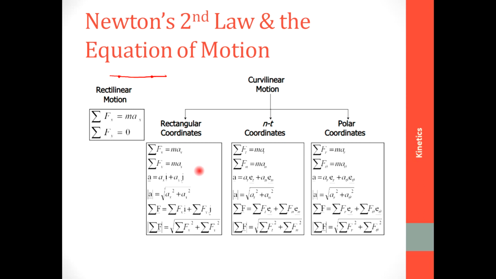But for curvilinear motion, there are rectangular coordinates (x, y), normal and tangent coordinates (n, t), and polar coordinates (r, theta). So this is how you need to use the equation and put the ma into the equation.